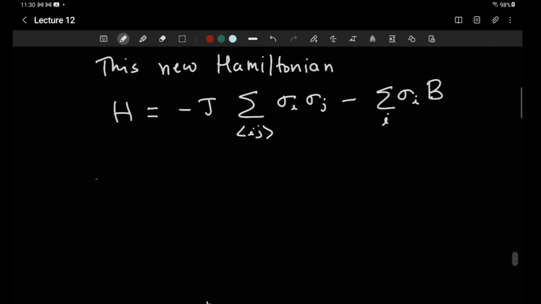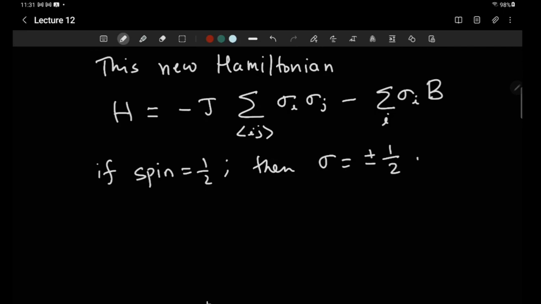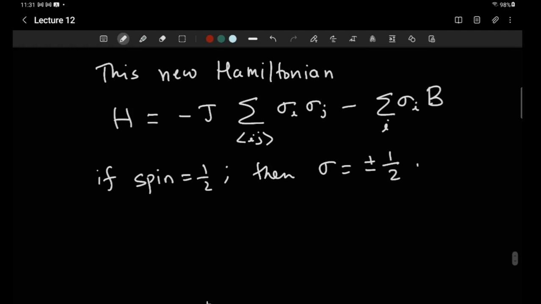And if spin is half, then let's work with sigma taking values plus or minus half. So I actually simplify things. Let's rescale. Instead of writing plus or minus half, I will write plus or minus 1. Or should I? No, let's leave it as plus or minus half. Okay, good. Is this clear? So we get a new Hamiltonian where the sigma can take only two values, which I'm taking to be plus or minus half.